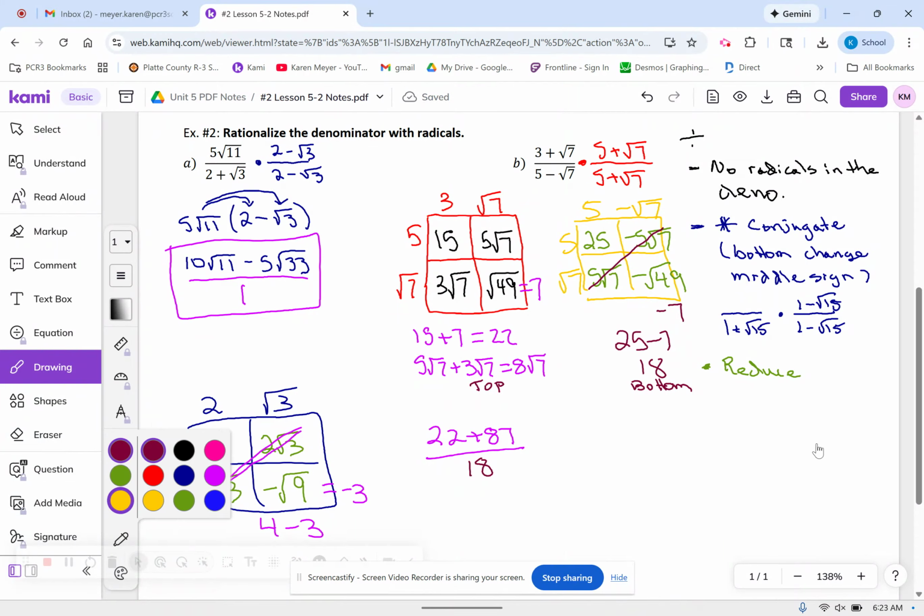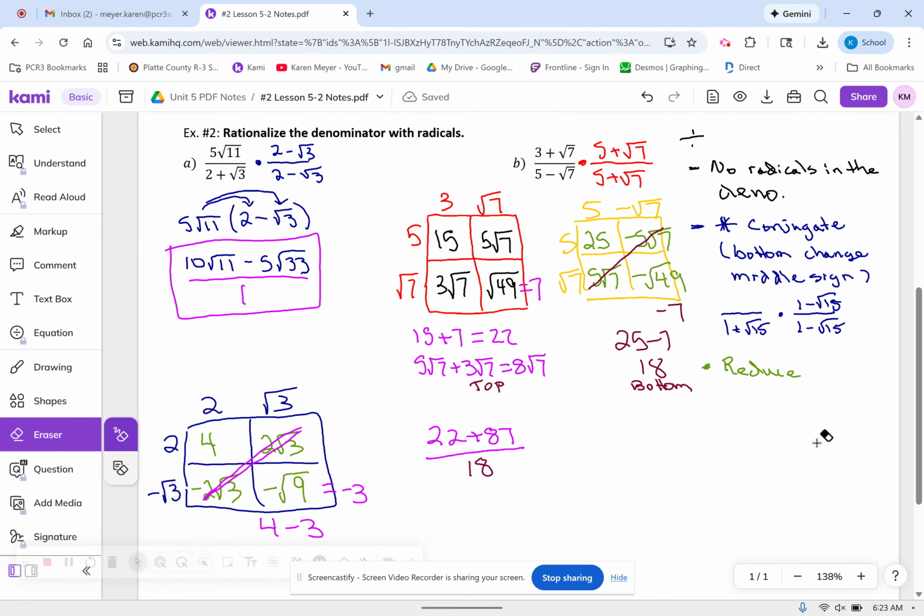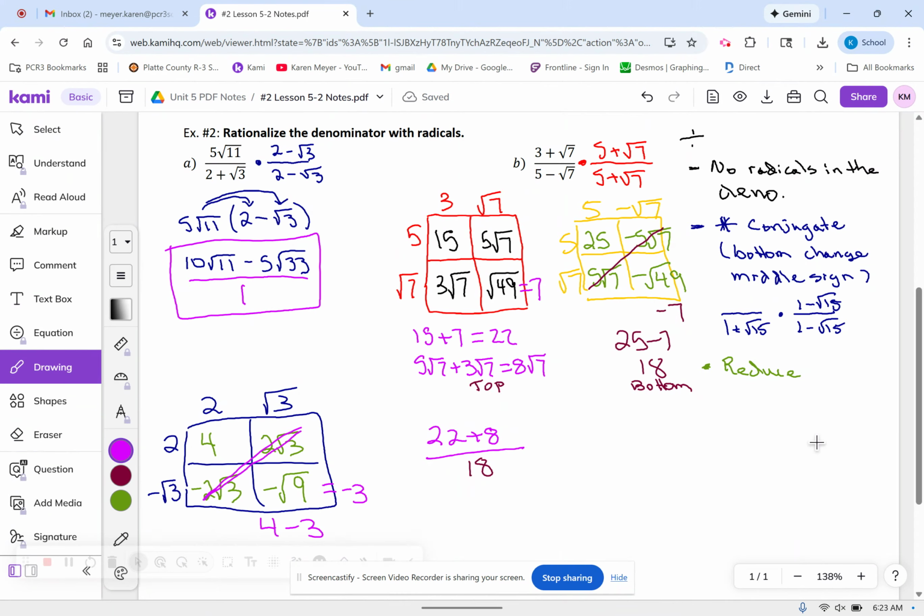Oh, hold on. I forgot my square root symbol over here. Whoopsie. Let me go back here and erase this top. I put 87 instead of 8 square root of 7. Sorry about that. There we go.